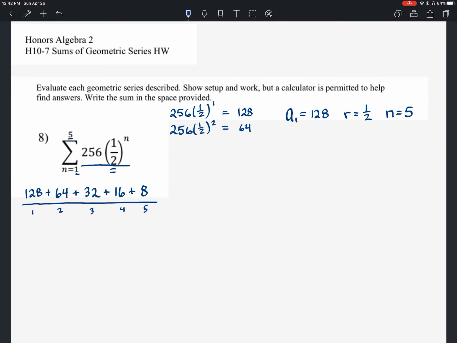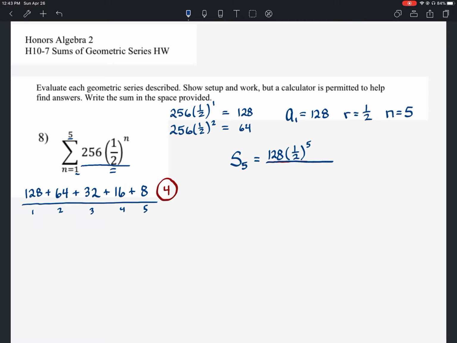So let's plug it into our formula. The sum of the first 5 terms is going to equal our first term, 128, times 1/2 raised to the 5th power. And you could probably tell me what the next term is going to be. If we think about it, what would come next in this pattern? If we're cutting each of these in half, it should be 4. So this right here should end up equaling 4.